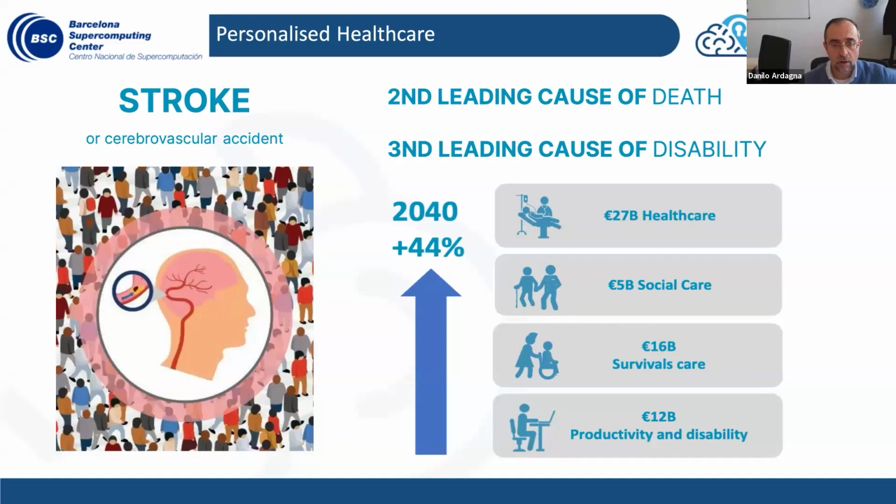Finally, the last use case is related to the identification of the risk of stroke. Stroke is a very important disease, because it's the second leading cause of death in Europe. It's the third cause of disability. It's growing, given also the aging population in Europe. We expect that it will grow by about 44% by 2040. So it's a very relevant thing that we should take care of today.